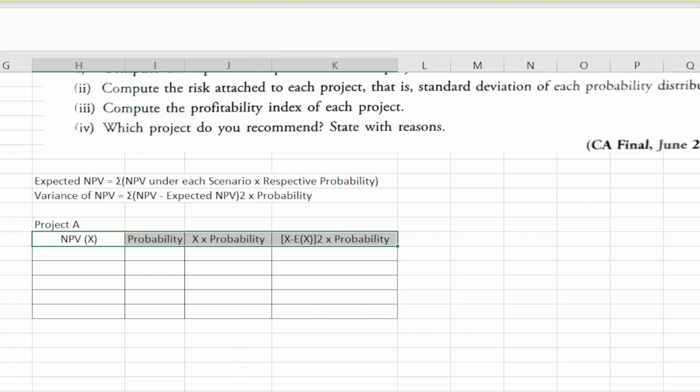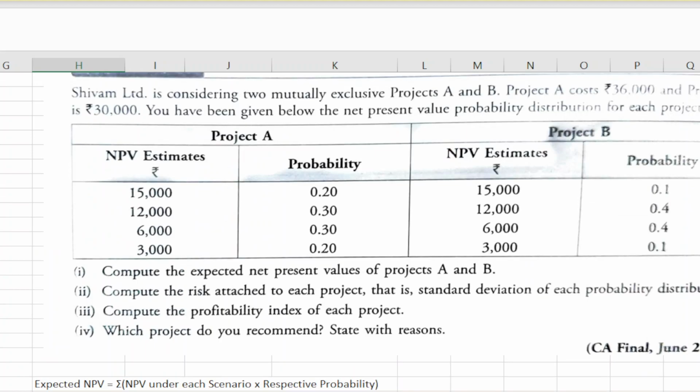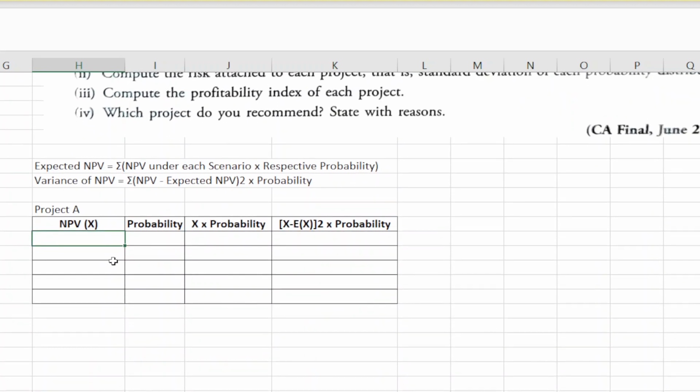Hope you have understood till here. Let us continue. They have given NPV of X. We will go back and check. See, NPV estimate they have given 15,000, 12,000, 6,000, 3,000. I am going to bring the same values here.